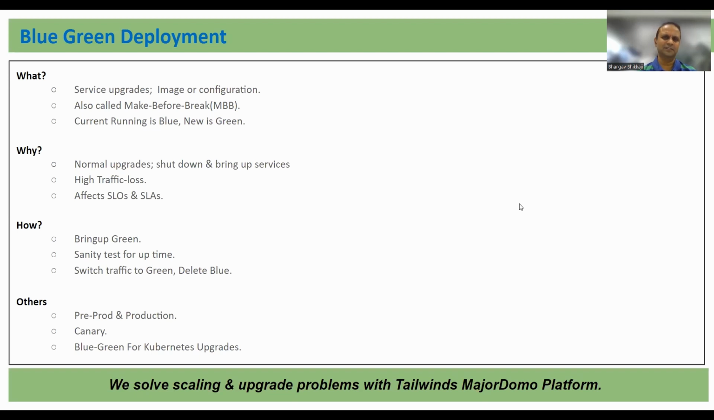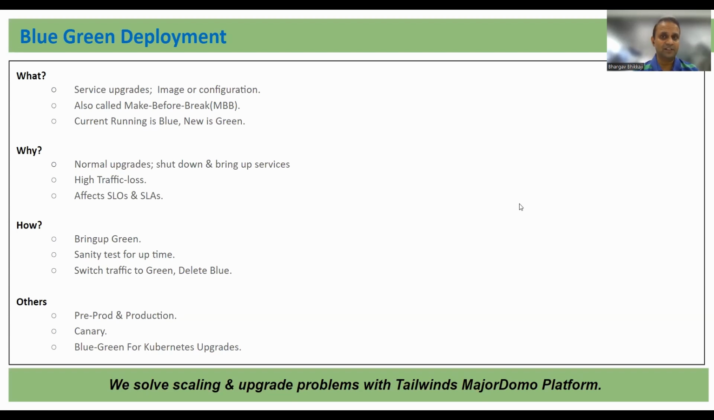So what is blue-green? When you do a service upgrade, for example, an image or a configuration upgrade, what typically one would do is shut down the current instances or the services that are running and bring up the new services. By doing so, in the delta time after the shutdown and before the services are brought up, there is a drop in traffic. This drop in traffic could be in the order of tens of seconds or probably in minutes.